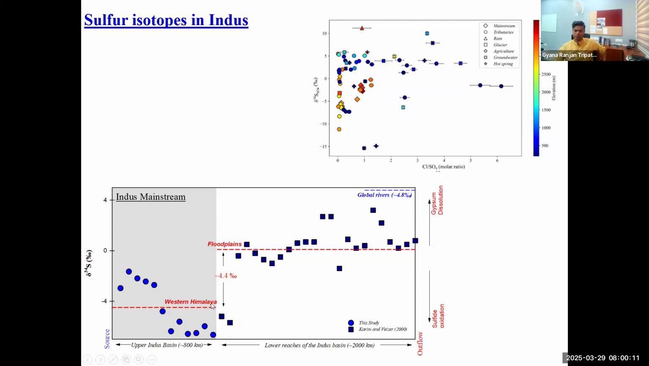But in the western Himalaya, particularly the northwestern Himalaya, it is 4.4 per mil depleted compared to the floodplains. That means though the floodplains of Indus still have some pyrite oxidation, the rate of oxidation is much higher in the Indus headwaters, in the upper Indus basin particularly.